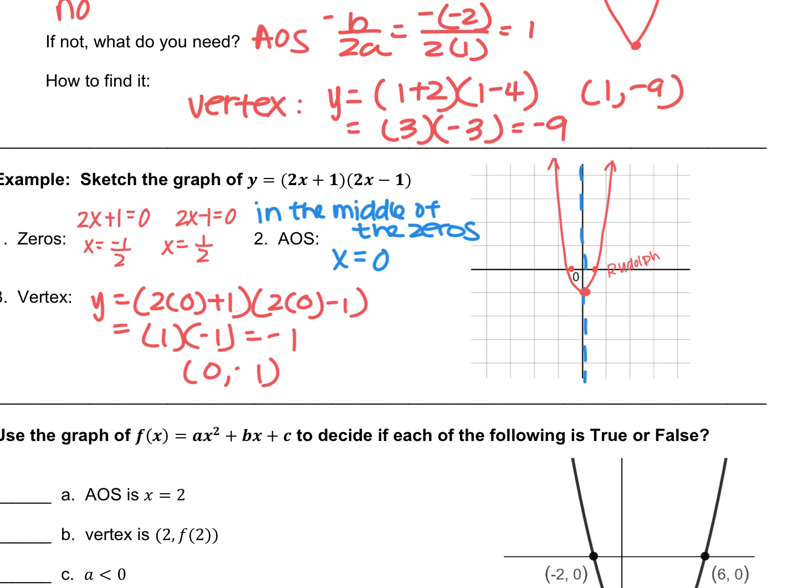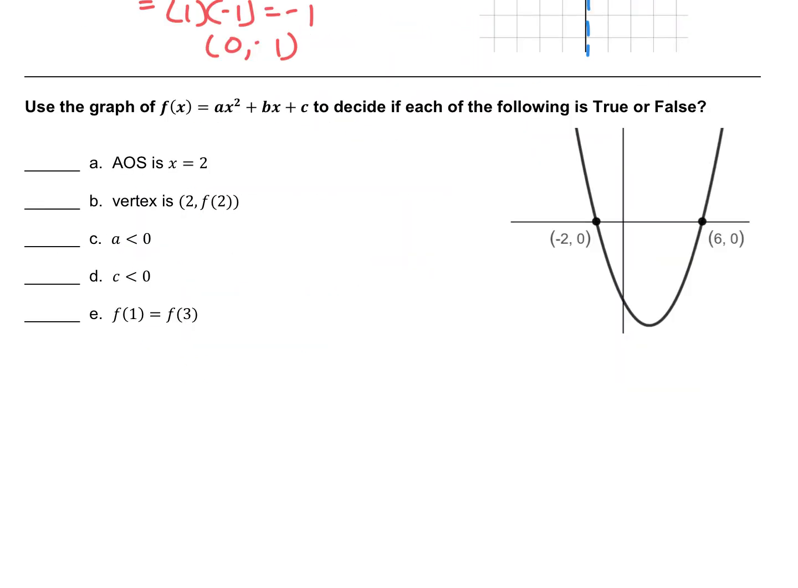But does this make sense? This is a good old-fashioned true-false section. So it says use the graph of f of x equals ax squared plus bx plus c to decide if the following is true or false. So it doesn't give us any equation. All it gives us is the x-intercepts, which are at -2 and at +6, right? So that's all I get.